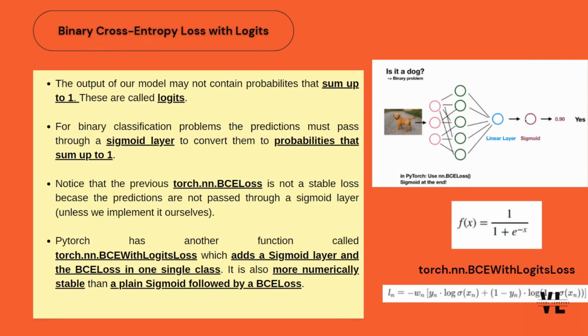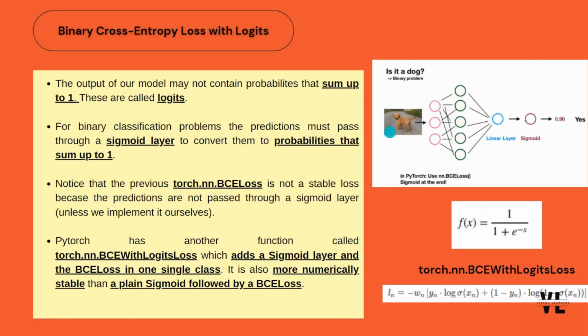So there are some things that we must note about the binary cross entropy function before we move on to the next classification loss function. The output of our model may not contain probabilities that sum up to one. We have already mentioned in the previous slide that the output from our model might be a linear layer, and this linear layer is not going to be between 0 and 1. So we must push it inside another function known as a sigmoid layer. A sigmoid layer is basically a function that squishes the values between 0 and 1. So we put the value that is outputted by our model instead of x, and it spits out a value which is between 0 and 1.